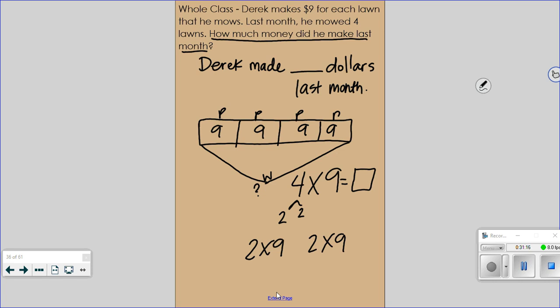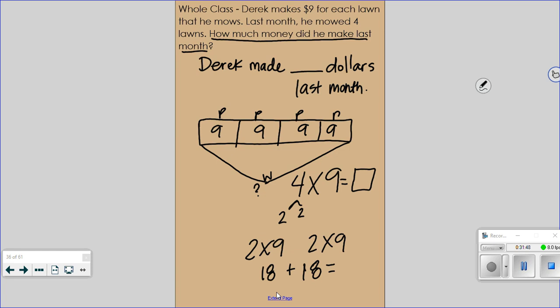My 2's are so easy. Sit up. It's just my doubles. My 9 doubles. What is 2 times 9 then? Grace? 2 times 9 is 18. What's my other part? 2 times 9, aka 18. Now I have 18 plus 18.